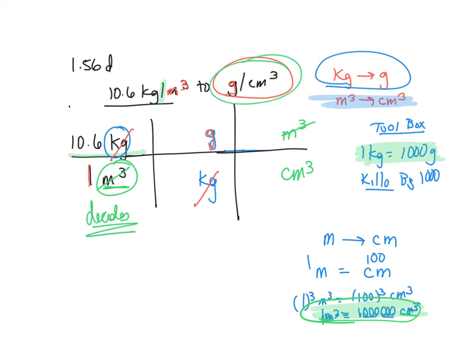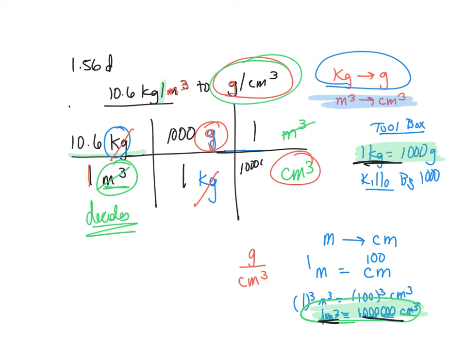So this is going to give us grams on top, and it's going to give us centimeters cubed on bottom because these units cancel out. So we know we have it set up correctly. Now we have to put the correct numbers in, so you don't want to mess this up. 1 goes with kilogram and 1,000 goes with gram. And then down here, 1 goes with meter cubed, and 1, 2, 3, 4, 5, 6 zeros goes with centimeters cubed.